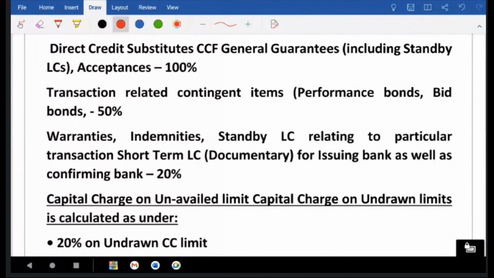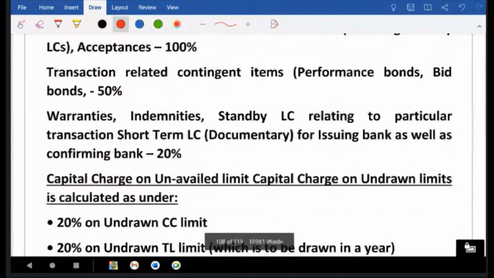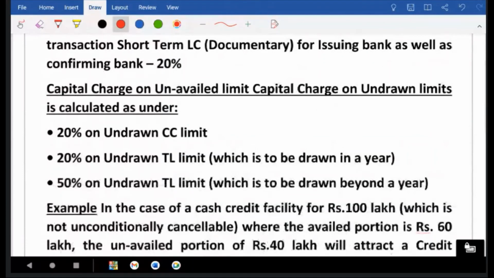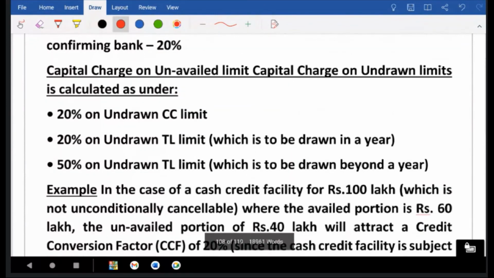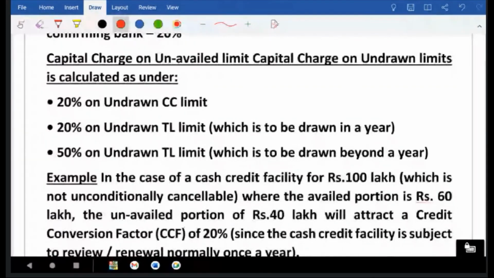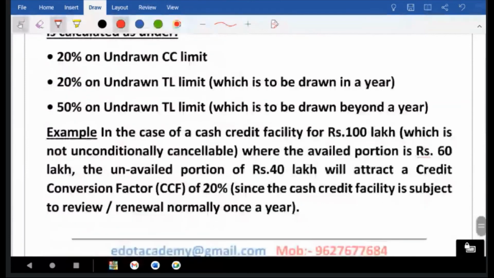Okay, 20% is there. Now the capital charge on undrawn limit is calculated as under: 20% on undrawn CC limit. Keep in mind, 20% undrawn CC limit, and for the term loan limit, 20% on the undrawn limit which is to be drawn within a year, 50% on the undrawn limit which is to be drawn beyond a year. Means if it is more than 1 year, then 50%. If it is less than a year, then 20%. So I'll repeat once again: 20% undrawn CC limit, 20% if time is less than 1 year, and 50% if time is more than 1 year.